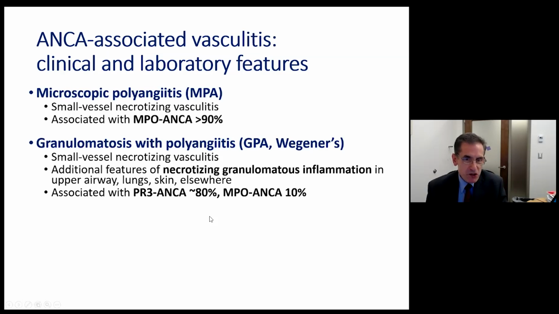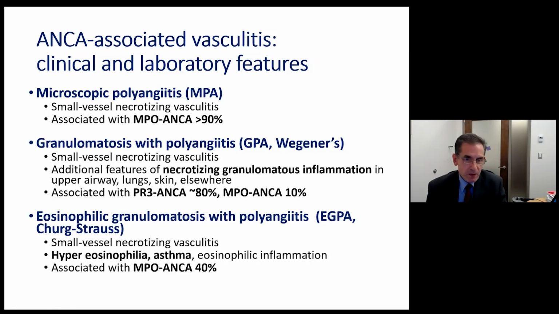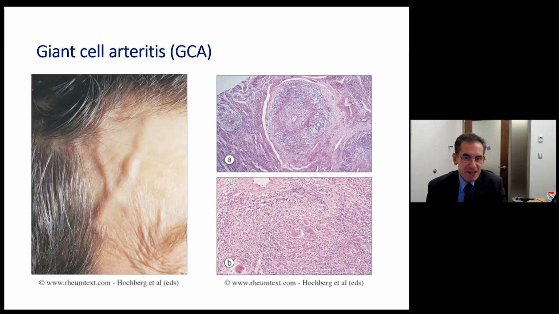Both of these groups of patients can get what's called the pulmonary renal syndrome, which is diffuse alveolar hemorrhage with glomerulonephritis and renal failure. And the third ANCA-associated disease is what used to be called Churg-Strauss, but is now known as the eosinophilic granulomatosis with polyangiitis. The ANCA, typically in an MPO pattern, is only positive in about 40% of patients. These are patients who typically present with longstanding asthma, hypereosinophilia, and other systemic features, including nerve involvement or cardiac involvement, for example. Let's move to giant cell arteritis.